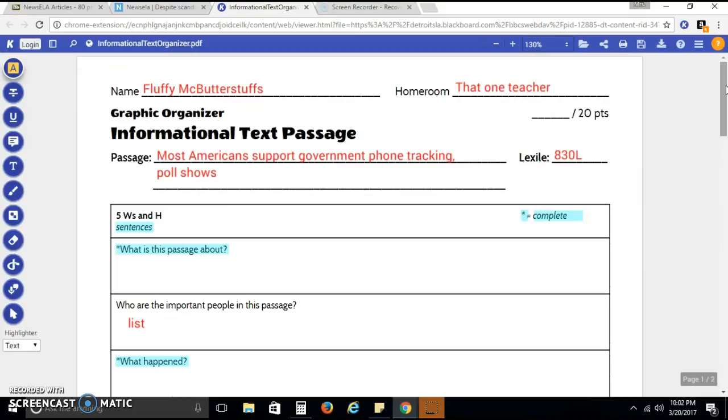So pretty quick assignment. This is obviously graded, so you need to make sure you're doing your best and following all the directions. It will be worth a total of 20 points.